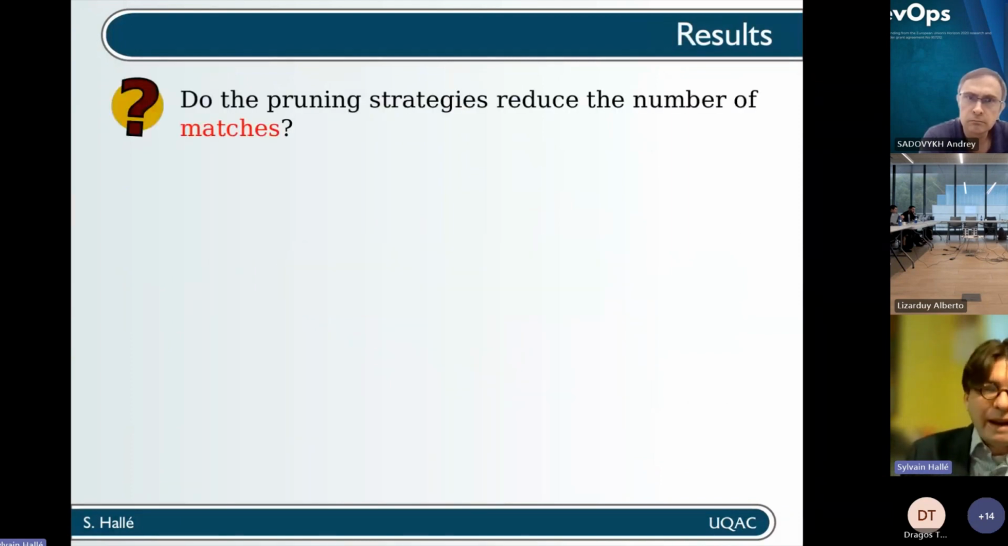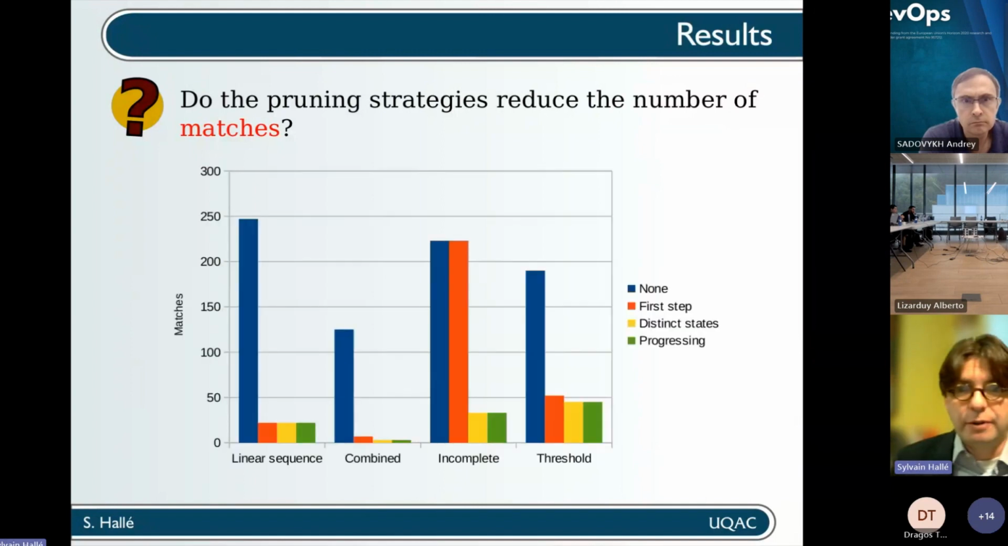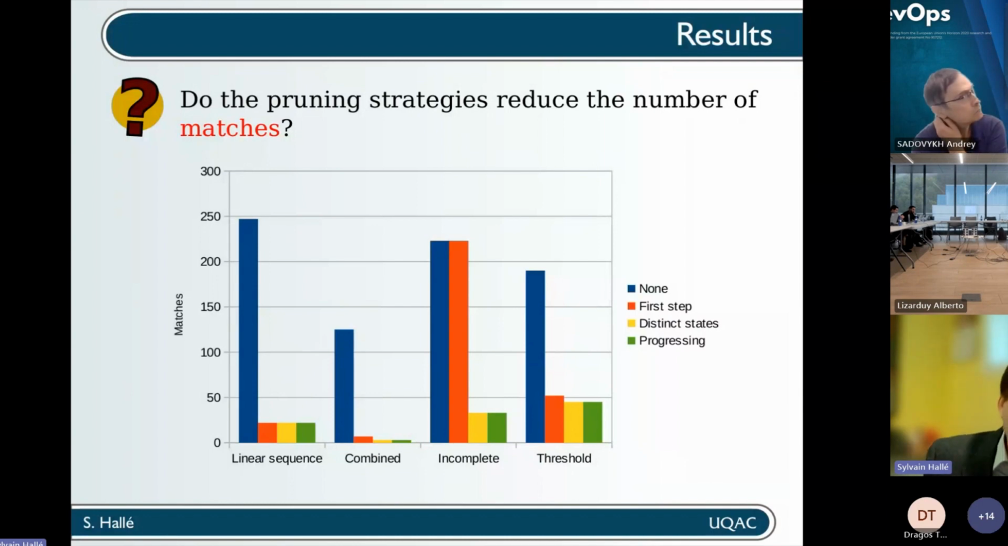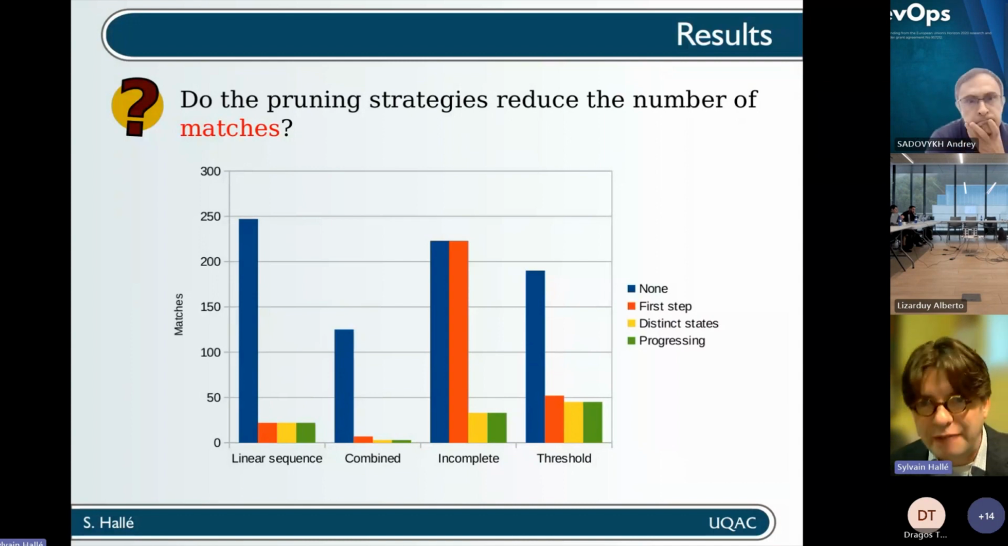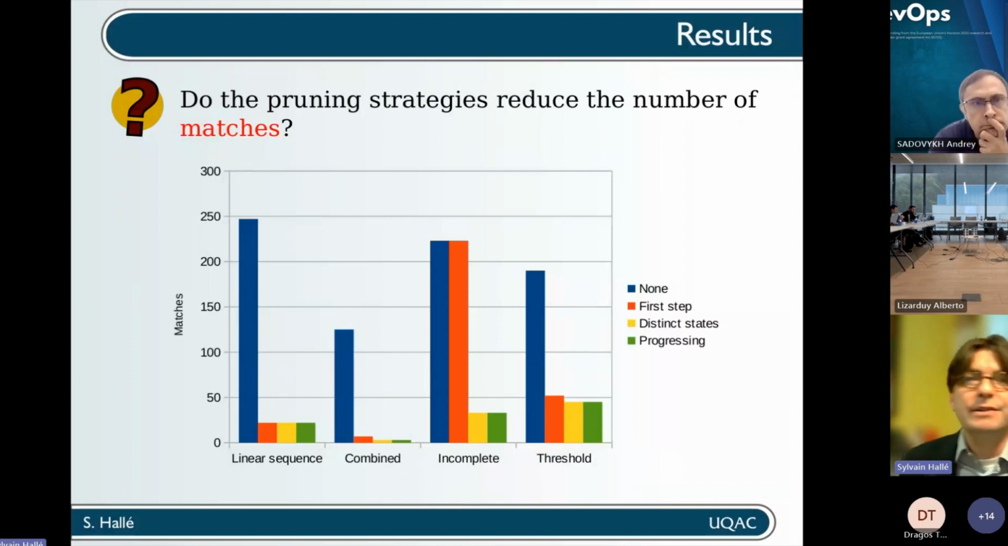And then we run this on sample traces, and we ask ourselves three questions. The first one is, do the pruning strategies indeed reduce the number of matches? And so here you have a graph that shows for each of the four patterns how many matches are observed if you don't do any pruning, and then if you successively apply each of the three pruning strategies that I described earlier. And we can graphically observe that indeed there is a reduction in the number of matches that are reported.